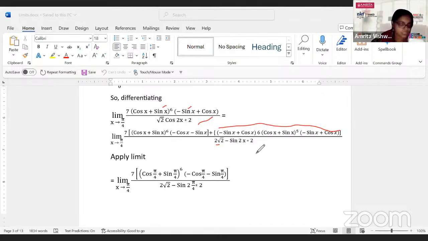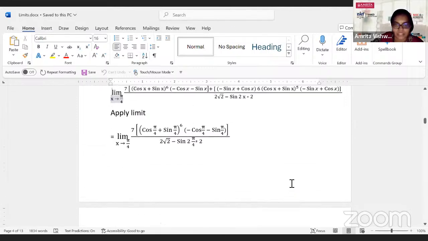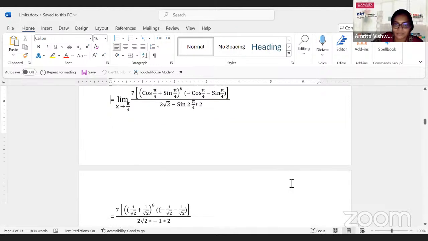I hope up to this it's clear to all of you. If there are any queries in between, I would request you to type that in the chat box. I know it's a little bit extra in solving this question. It's a lot of expansions and everything when it comes to the differentiation. So this is what we have.